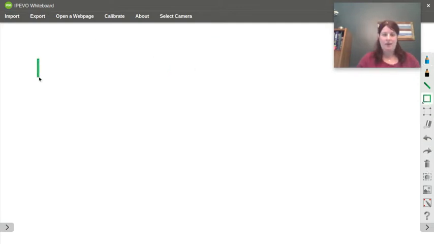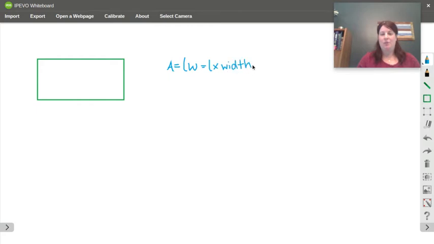So let's put up a rectangle up here. The formula for the area of a rectangle is area equals length times the width. And when you see two letters right next to each other like this, we are multiplying them together. So this is the same as saying length times width. So these letters, we had S meant side earlier. These letters mean length and width.